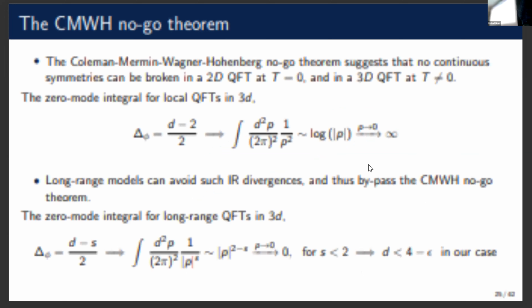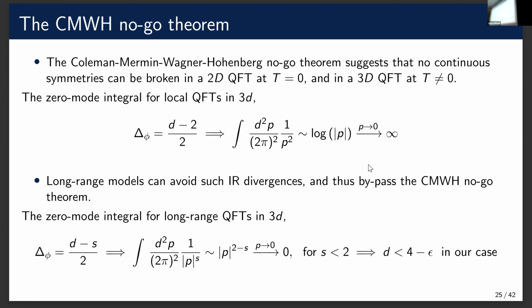So what is the reason that we consider these long range models? This slide is sort of a quick review of the idea. Usually, the Coleman-Mermin-Wagner-Hohenberg theorem tells you that you cannot break global continuous symmetries, either in a 2D QFT at 0 temperature or in a 3D QFT at finite temperature.